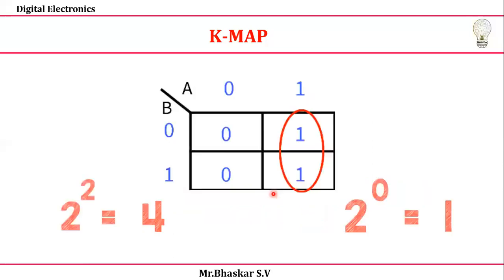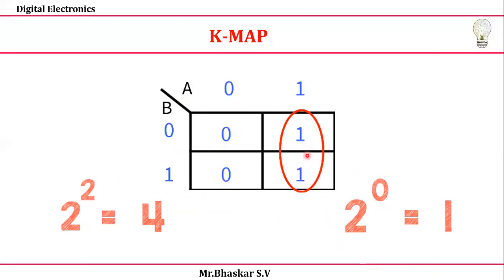Let's check it out. For example, take a 2 variable K map. We already represented the 1s. The maximum grouping possible is 2 to the power of 2. For 2 variables it is 4, and the minimum possible is 1. And if everything is 0, there is no need to group anything.